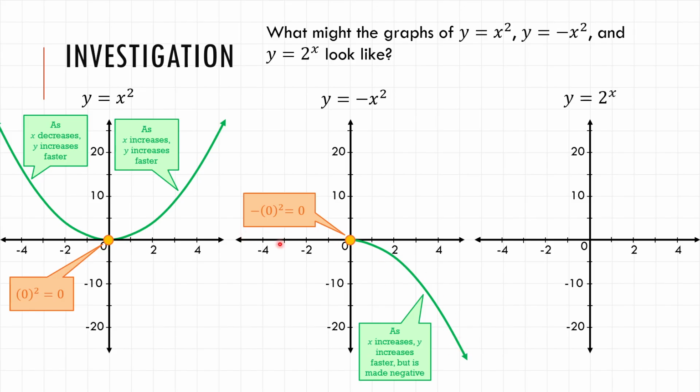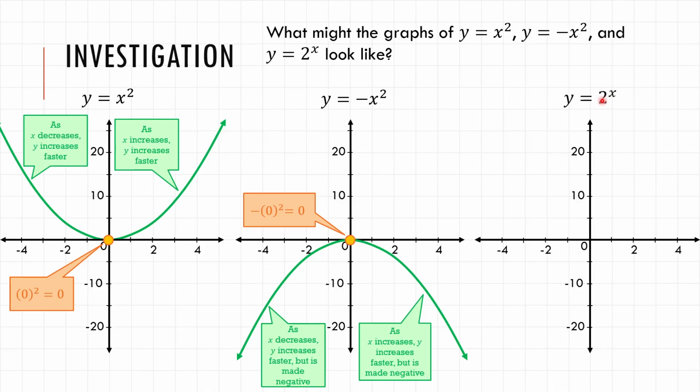And if we go negatively, a negative number being squared is a positive, and then this negative in front will make it right back to being negative. So as x decreases, the y values increase quicker and quicker, but then this negative in front turns them all into their negative opposites. Negative opposites, is that a thing? I don't know. We're making things up now.